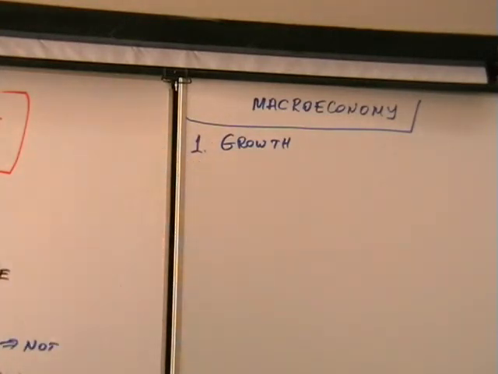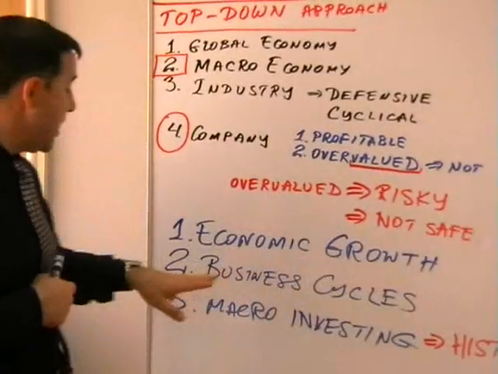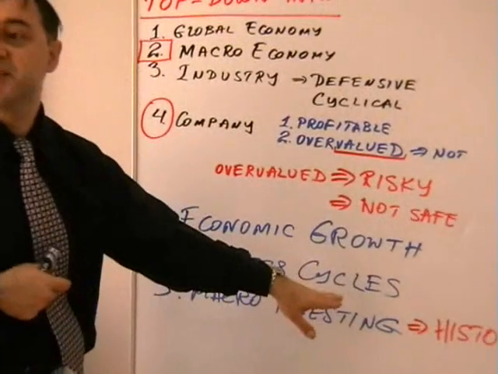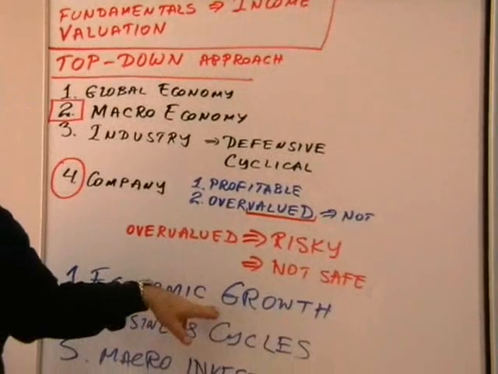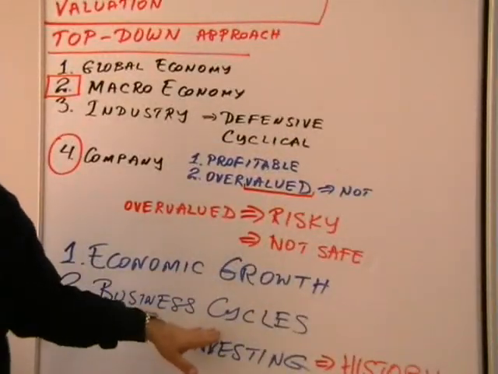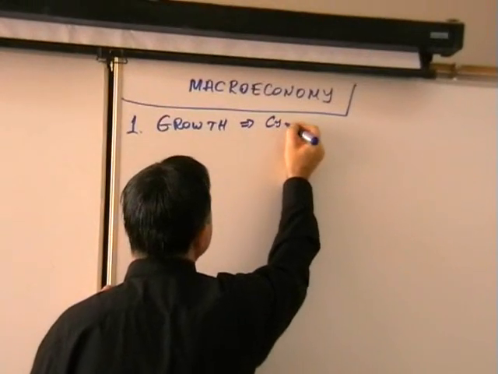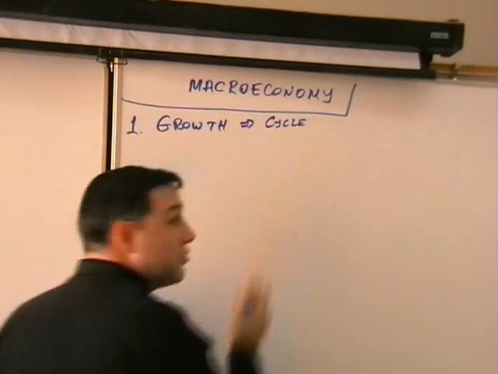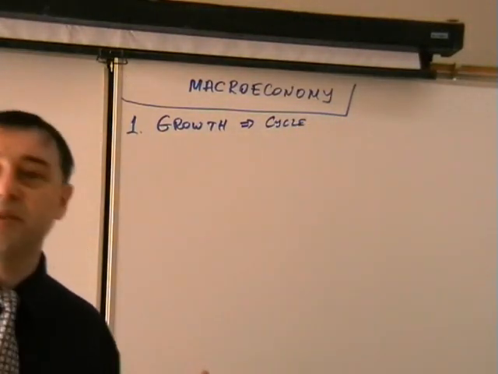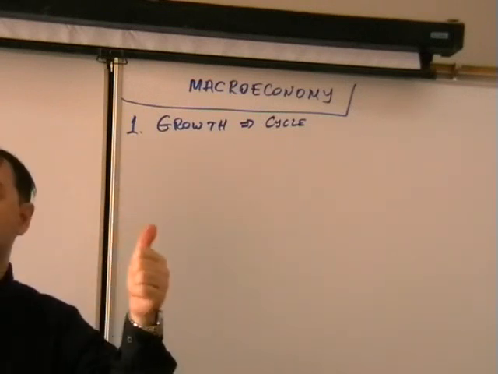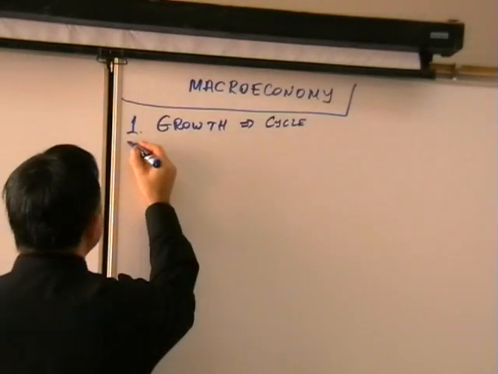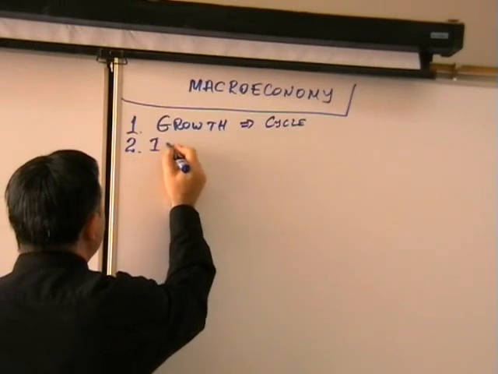Well, this, of course, is the same as part one, economic growth, and number two, business cycles. So the growth part here not only figures out economic growth, it also figures out the business cycle. So here, you must figure out the business cycle, and there is no way around it. All right, number two, inflation. You must figure out inflation, right?